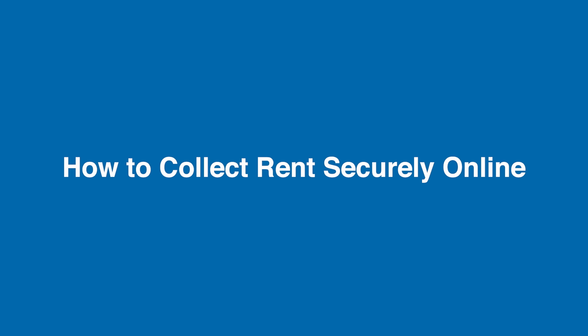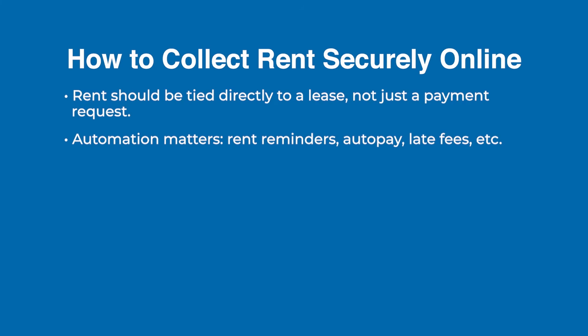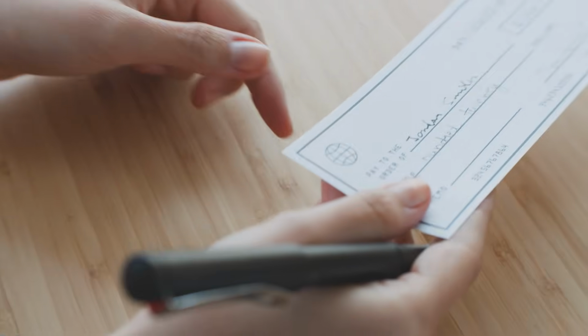How to collect rent securely online. Most secure rent collection software shares a few important traits. First, rent should be tied directly to a lease, not just a payment request. This ensures consistency around due dates, amounts, and penalties. Second, automation matters. Rent reminders, autopay, and late fees should run without manual intervention. If you have to chase payments, the system is already failing. Again, you're too busy to be handling this manually.